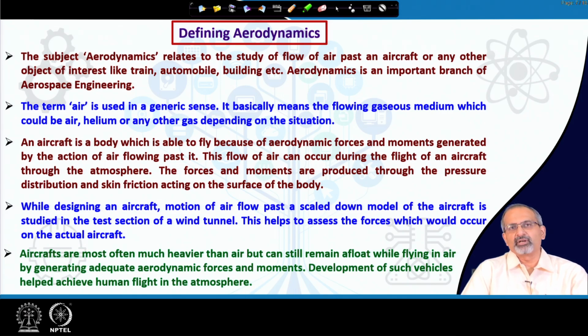An aircraft is a body which is able to fly because of aerodynamic forces and moments which are generated by the action of air flowing past it. So, when air flows past an aircraft, there is a pressure distribution which develops around the aircraft. There is also a distribution of shear stress which develops on that surface, and then when these act in an integrated manner over the entire surface, there is generation of forces and moments. These aspects will be studied in more detail in later lectures.